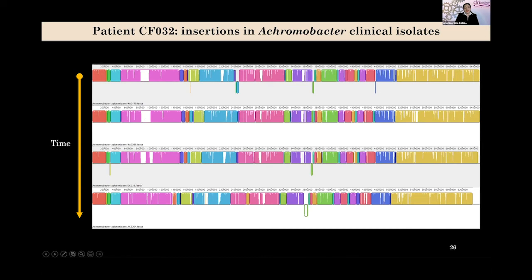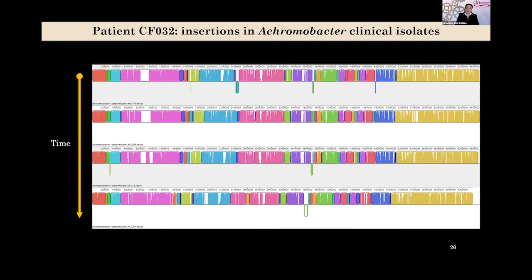And sometimes the regions are not present at all. So again, we see that here, for example, in the most recent isolate, we have new regions that were not present in the previous isolates. And that's happening across the whole genome. So when we annotate these insertions and these deletions, again, we see a similar pattern.